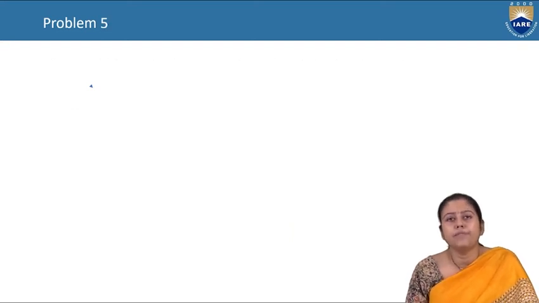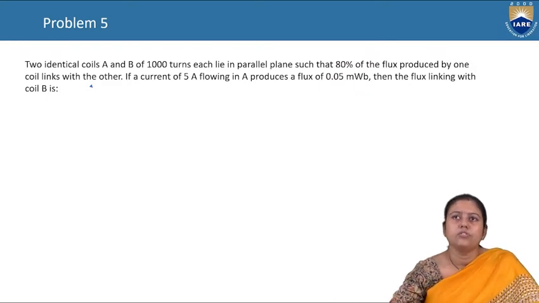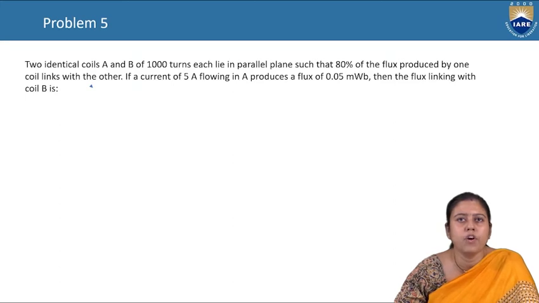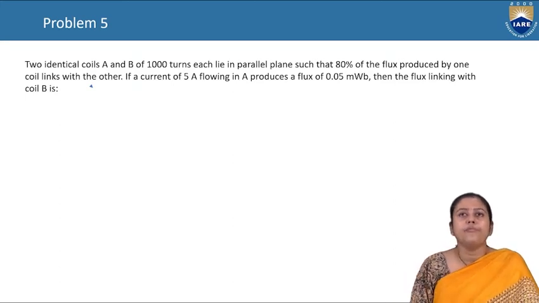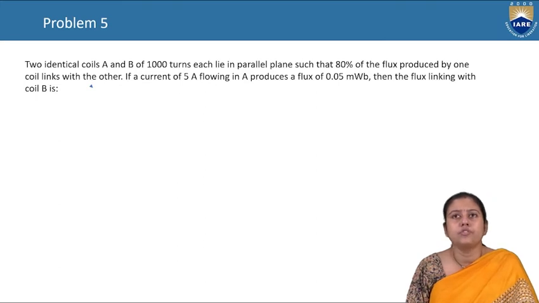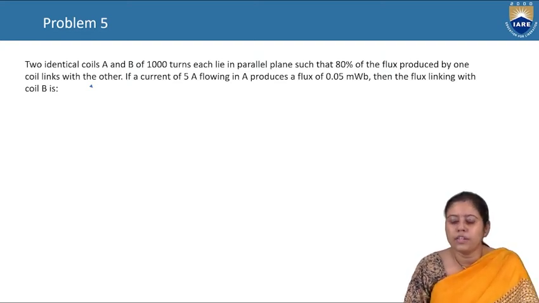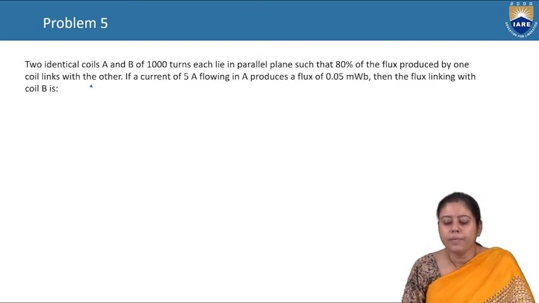Now we are moving to problem 5. Two identical coils A and B of 1000 turns, both having the same number of turns, lie in parallel planes such that 80% of the flux produced by one coil links with the other. If a current of 5 ampere flowing produces a flux of 0.05 milliweber, what is the value of the flux linking the B coil?